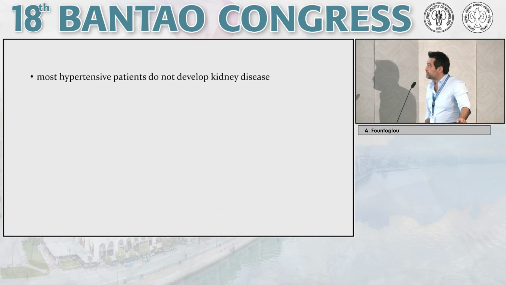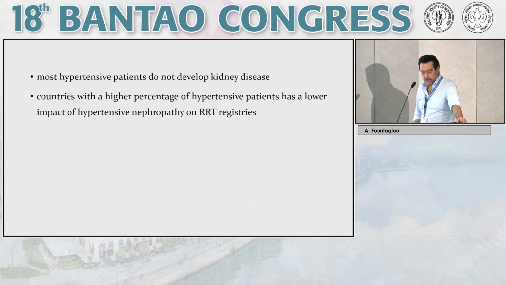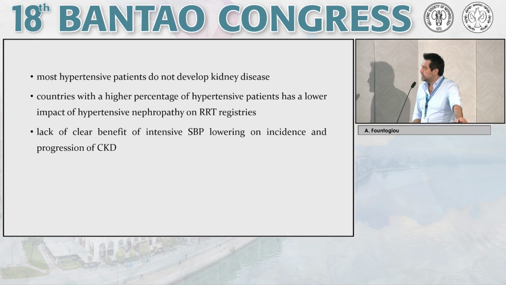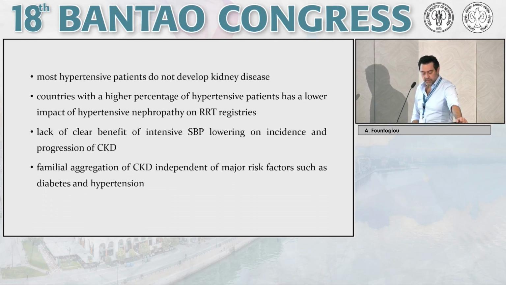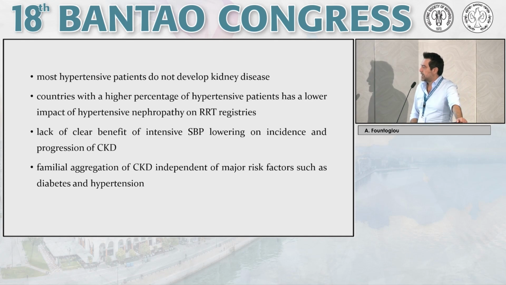And what do we know about this clinical entity so far? We know that most hypertensive patients do not develop kidney disease, that countries with a higher percentage of hypertensive patients have a lower impact of hypertensive nephropathy on RRT registries. We know that there is a lack of clear benefit of intensive systolic blood pressure lowering on incidence and progression of chronic kidney disease. And we know that there is an important familial aggregation of CKD that is independent of major risk factors such as diabetes and hypertension.